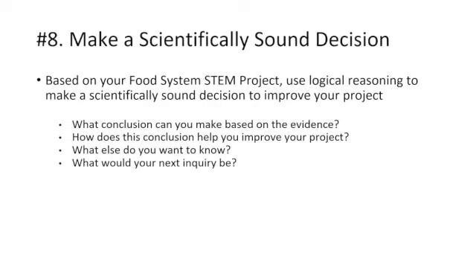So we get to the 8th step. This happens to be the last step of the scientific thinking process that we're sharing with you today. You want to make a scientifically sound decision. Using the project and the problem you've been working on, use logical reasoning to make a scientifically sound argument to improve the project. What conclusion can you make based upon the evidence? We're going to conclude that light higher above the plants is going to make the plants stretch. How would this conclusion help improve your project?